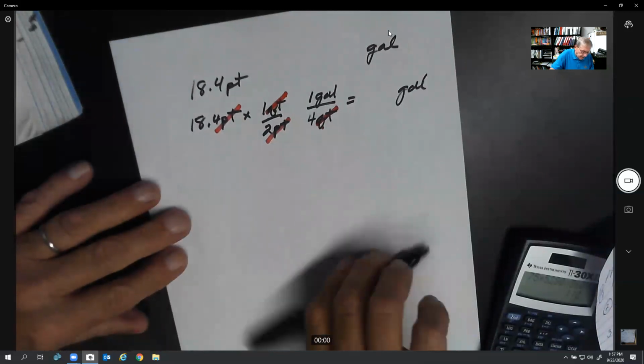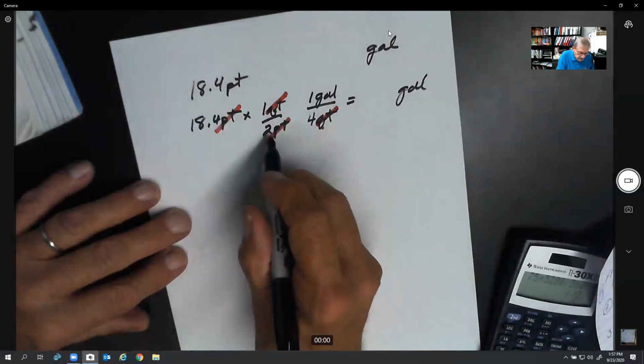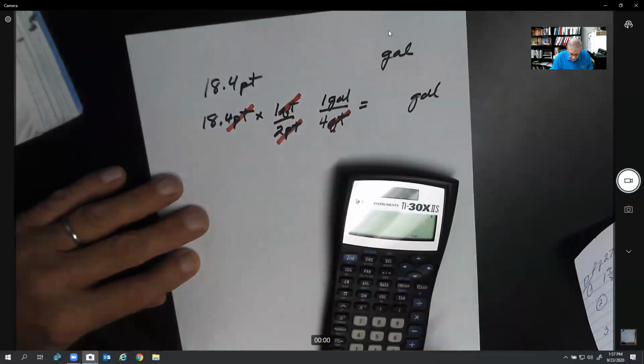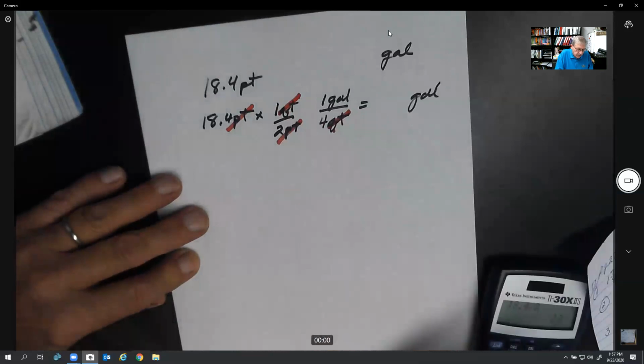So let's see what we got. We got 18.4. 2 times 4 is 8. 18.4 divided by 8. Whammo, 2.3 gallons.